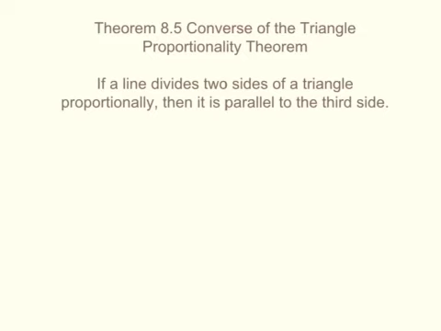Okay, Theorem 8.5 is just the converse of the triangle proportionality theorem, so it's just the opposite of what we've already said. So this one says if a line divides two sides of a triangle proportionally, then it's parallel to the third side. So again, that's just the reverse of Theorem 8.4.